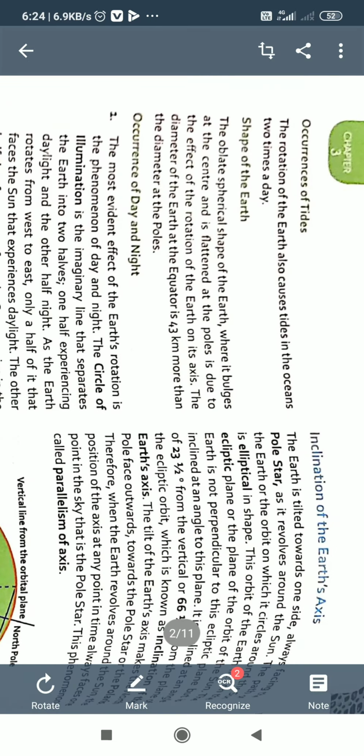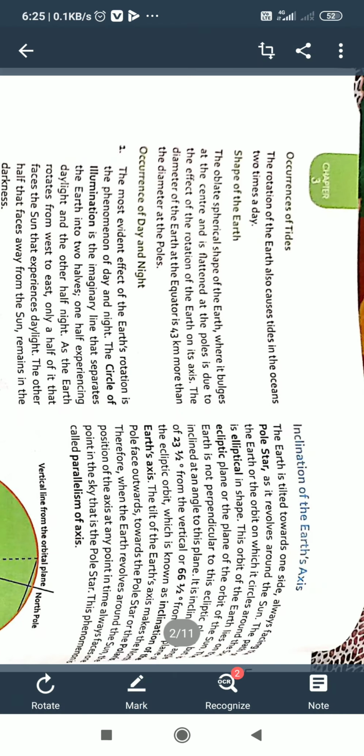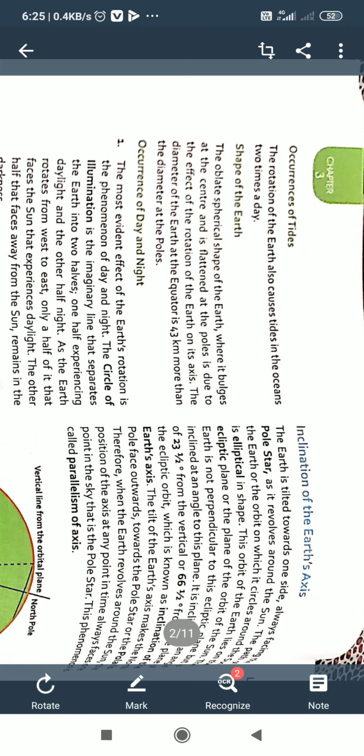Now student, I am going to tell you about the occurrence of the tides. The rotation of the earth also causes tides in the ocean two times a day. Tides occur twice a day and their westward progress is due to the rotation of the earth from west to east. The earth's shape, a geoid or oblate spheroid, is caused by rotation.